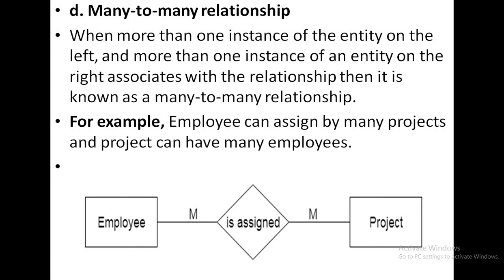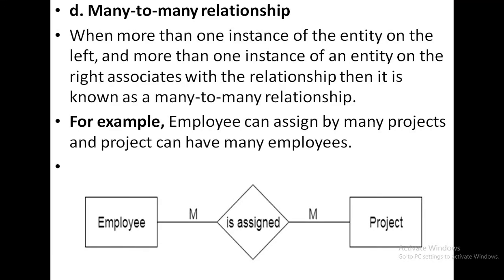So here there is more than one employee, and more than one project. That's why it is represented as M and M, and the relationship, the assigned relationship, is represented by a diamond shape. So the relationship here is a many-to-many relationship. Okay. So this is all about the relationships of your ER model.